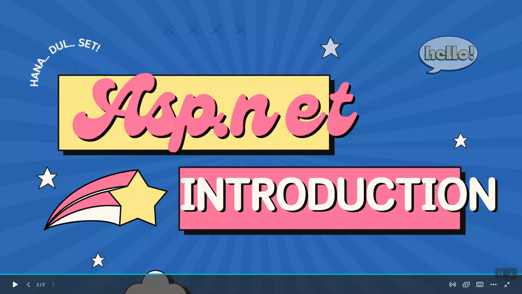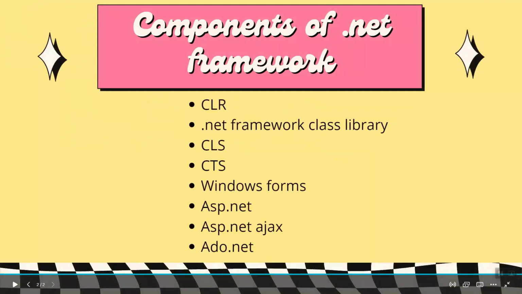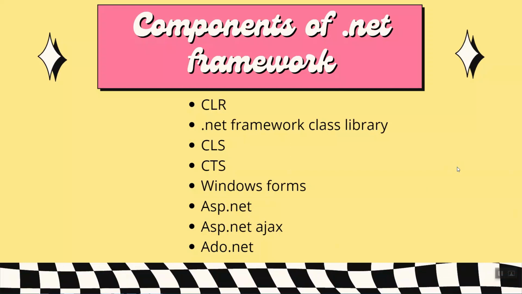Now let's see what the components of the .NET framework are. First one is CLR. CLR means Common Language Runtime. CLR performs memory management, exception handling, debugging, security checking, thread execution and compilation of the code. And then the second one is the .NET Framework Class Library. It contains a huge library of reusable types like classes, interfaces, etc.